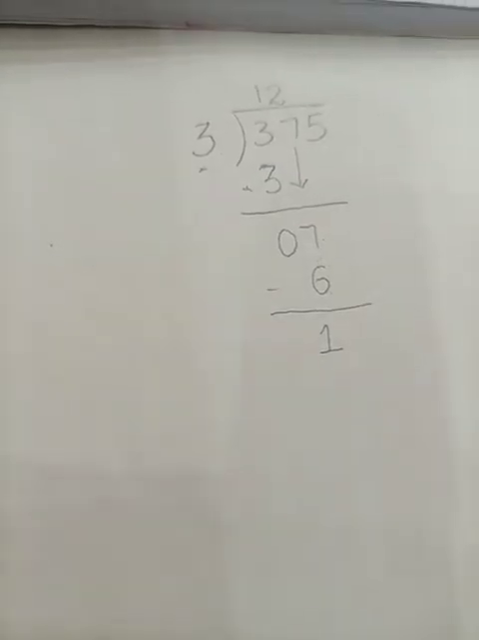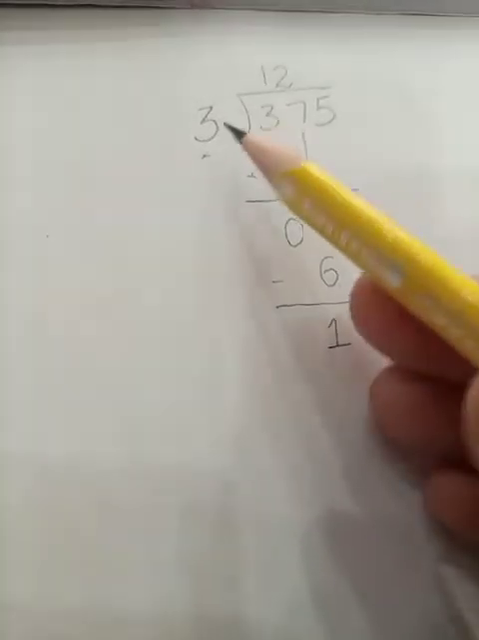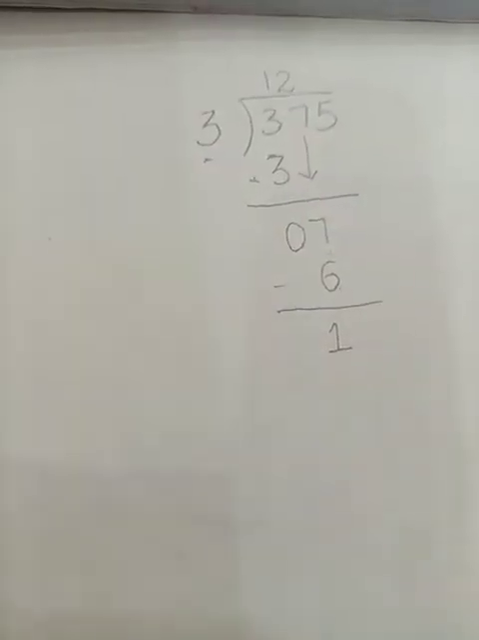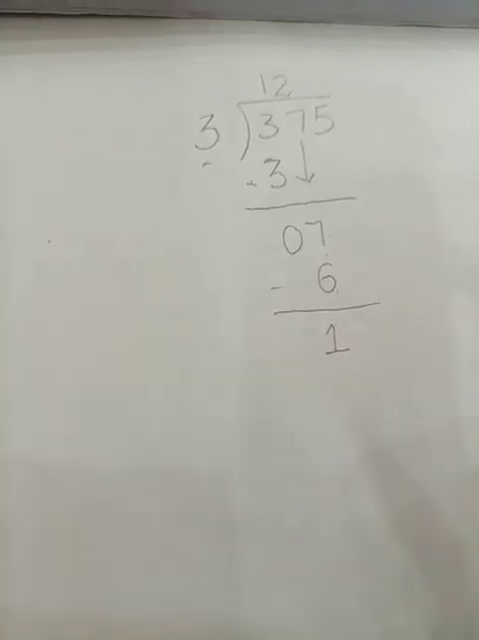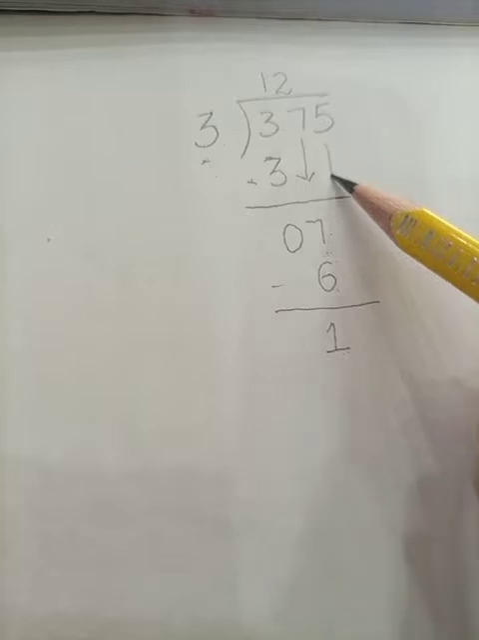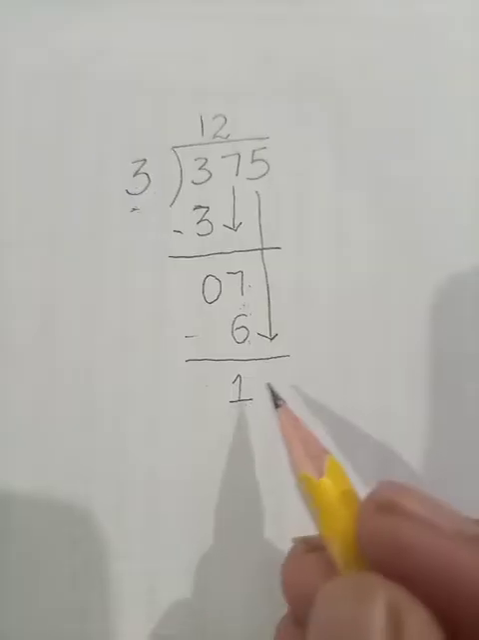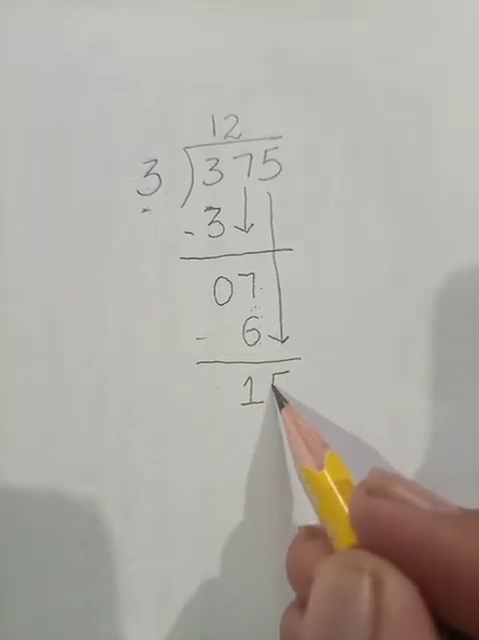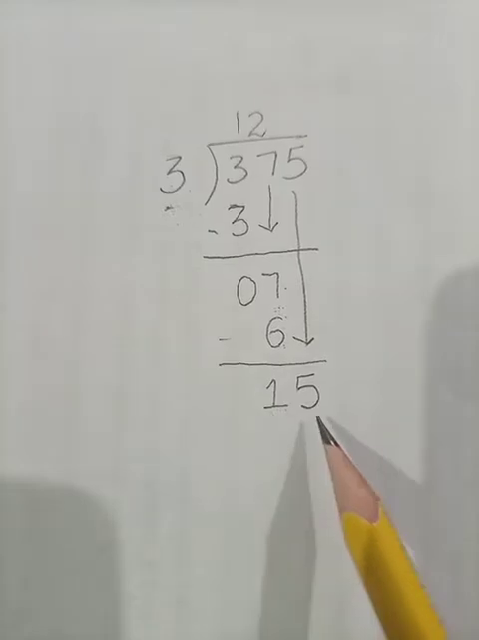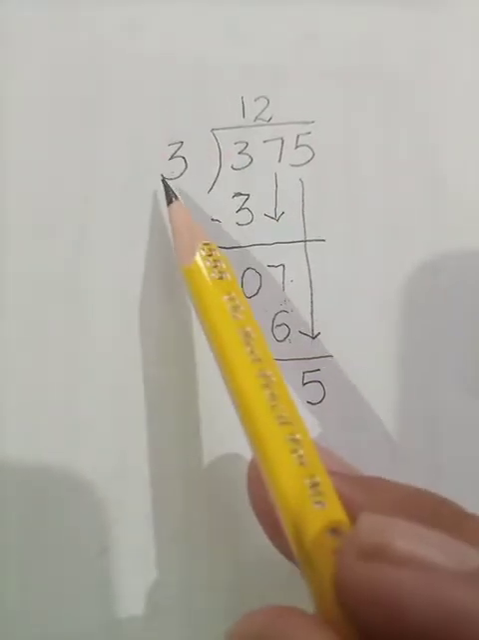Okay. Now students, look at this. This one is quite smaller than my divisor. Okay. How can I divide it? This is not possible. So I am going to take the number 5 down here. Just like this, students. Now this 15 has become a bigger number than our divisor.